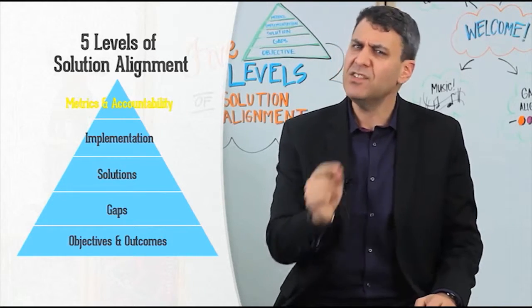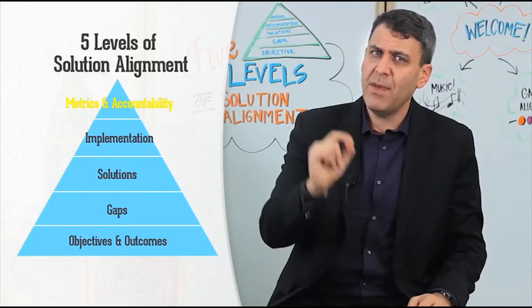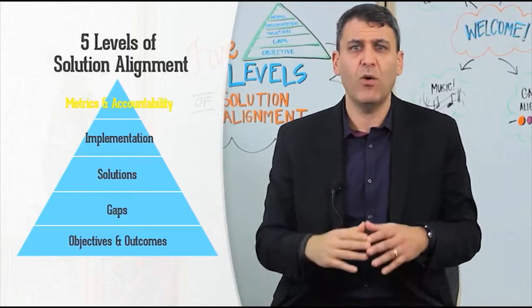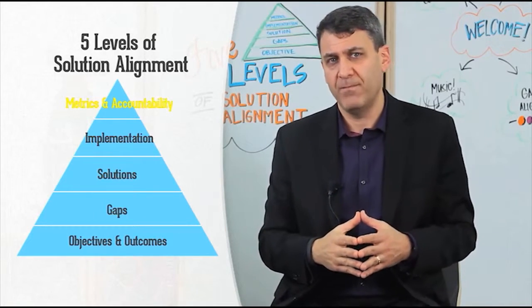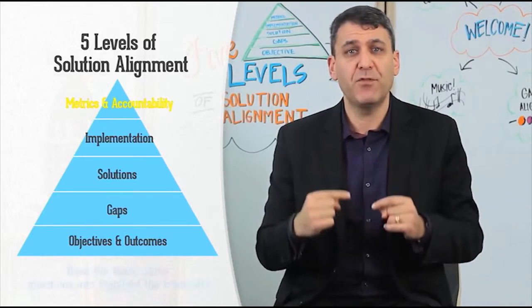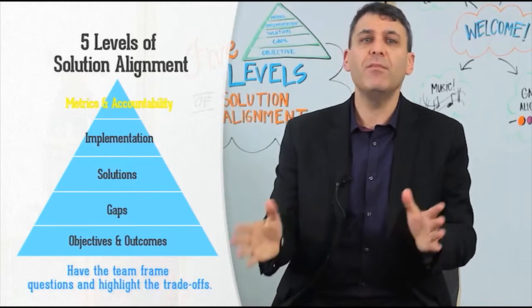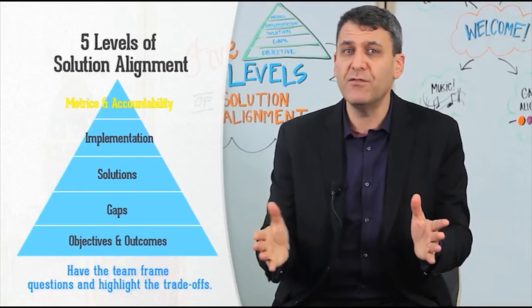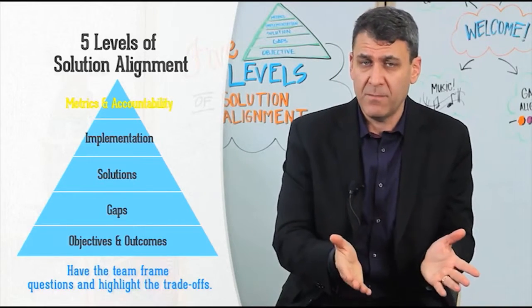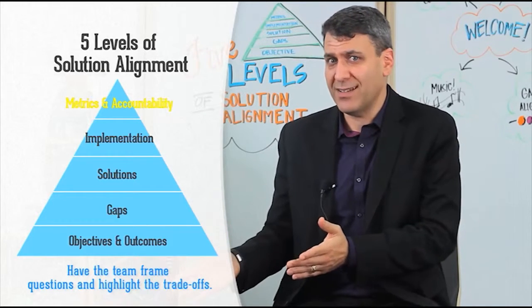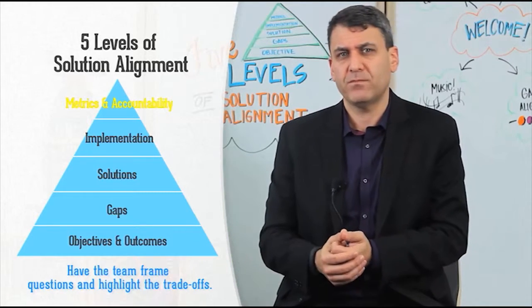If not, similar to the first level, it may be time to go back to the executive stakeholders, whether it's the CEO, divisional president, or other person with P&L responsibility. Ideally, again, have the team frame the questions and highlight the trade-offs. If a metric of near zero warranty claims might lead to more expensive manufacturing and therefore a higher priced product, is that the right priority?